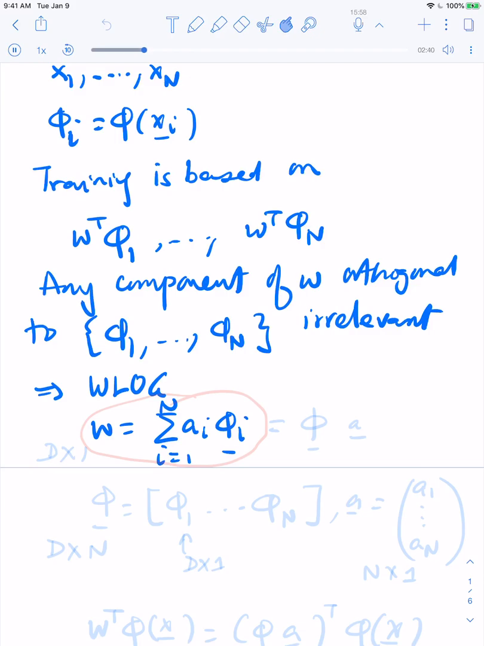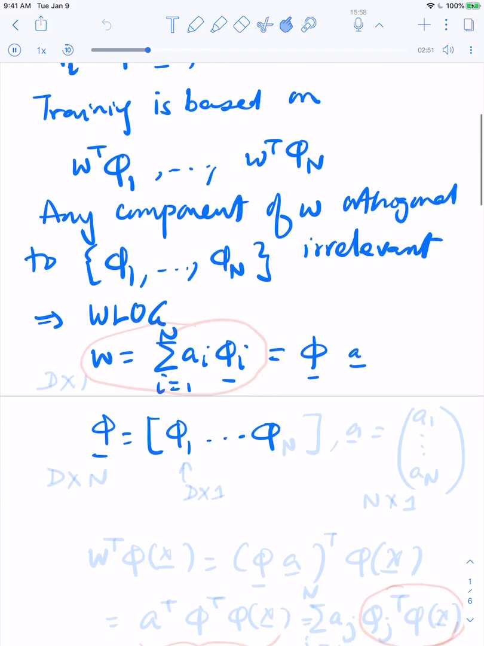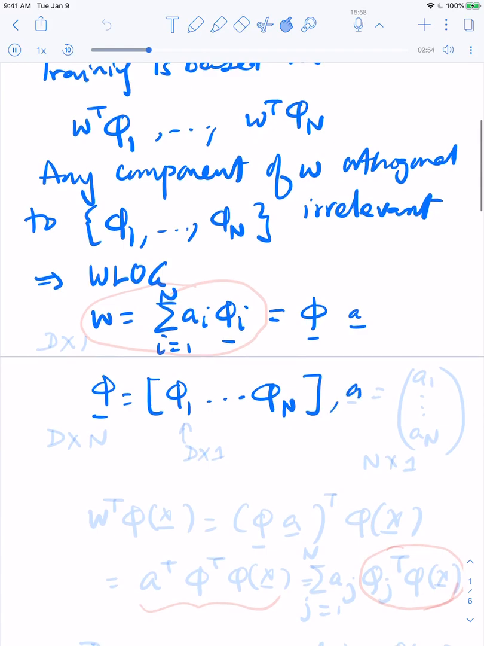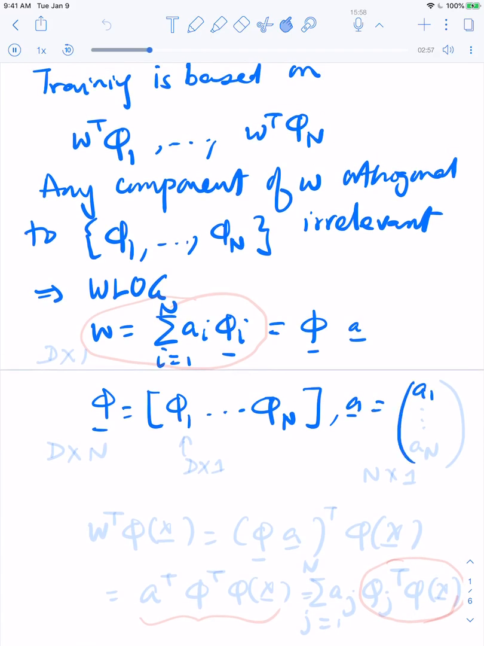And of course, I can write it compactly as the product of a matrix phi and a vector A, where the matrix phi has these feature vectors as columns, and the vector A is a column vector of these coefficients with which we are combining these feature vectors. So basically, these are D cross 1, so this matrix is D cross n, and this is an n cross 1 vector, so the product is this W, which is D cross 1.